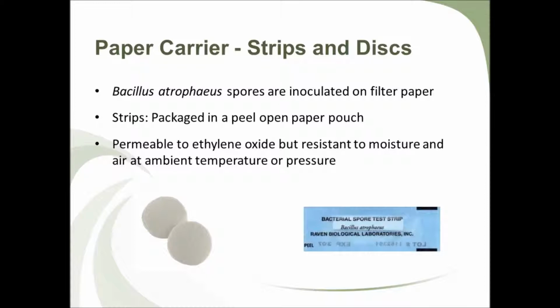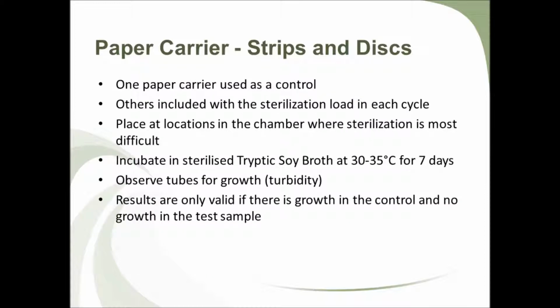Paper carriers are filter paper inoculated with spores and can be in the form of strips or discs. The strips are packaged in a peel-open paper pouch. The paper pouch is permeable to ETO but resistant to moisture and air at ambient temperature or pressure. One paper carrier is used as a control, while others are sterilized with the load. They are placed at chamber locations where sterilization is the most difficult.